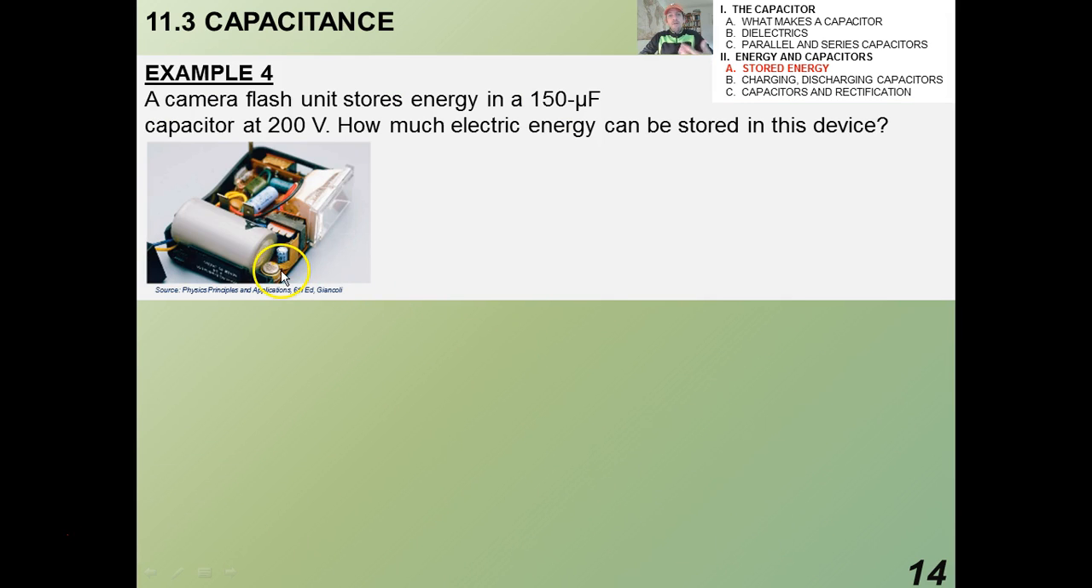All right, so here's one of many applications of a parallel plate capacitor. Camera flash units, flashes for cameras, all utilize capacitors. They time the amount of energy released to make a really nice bright flash. We'll talk more about timing later. Let's say that we have a 150 microfarad capacitor at 200 volts potential difference. How much electric energy can be stored?